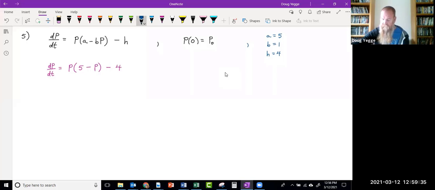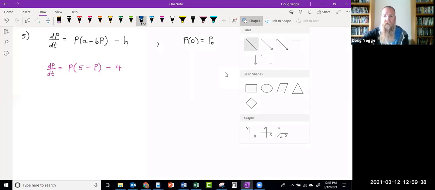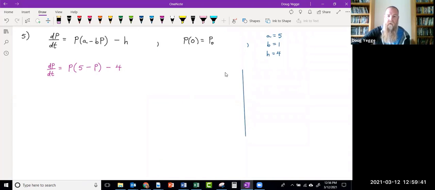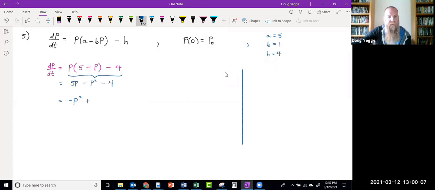So the first one says to use a phase portrait concept to be able to find out what the limiting value is for this situation. So notice if we're going to do that, we're going to have to distribute here. This is going to give me 5p minus p squared minus 4, okay? Which would mean if we put this into quadratic form, that should be, my apologies, negative p squared plus 5p minus 4. And now we have a quadratic trinomial, so we're trying to find out when that's equal to 0. So let's factor out the negative.